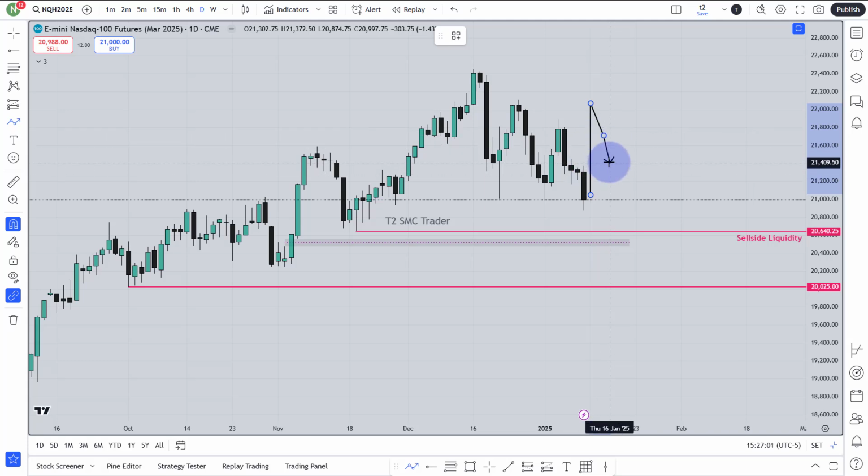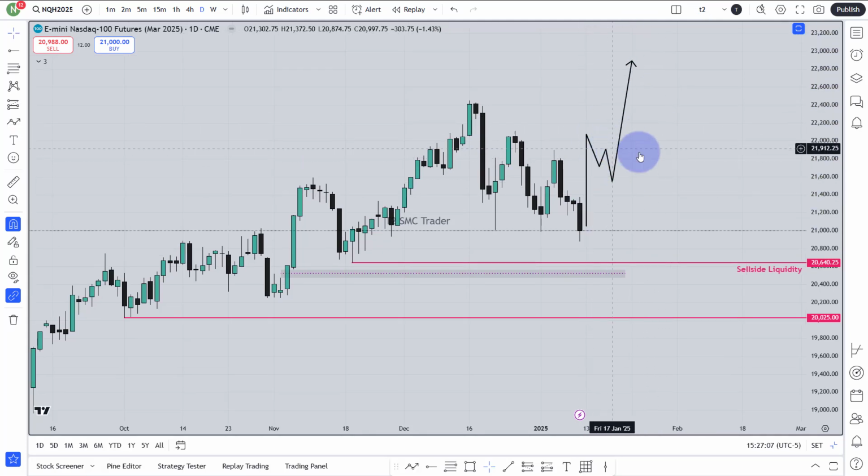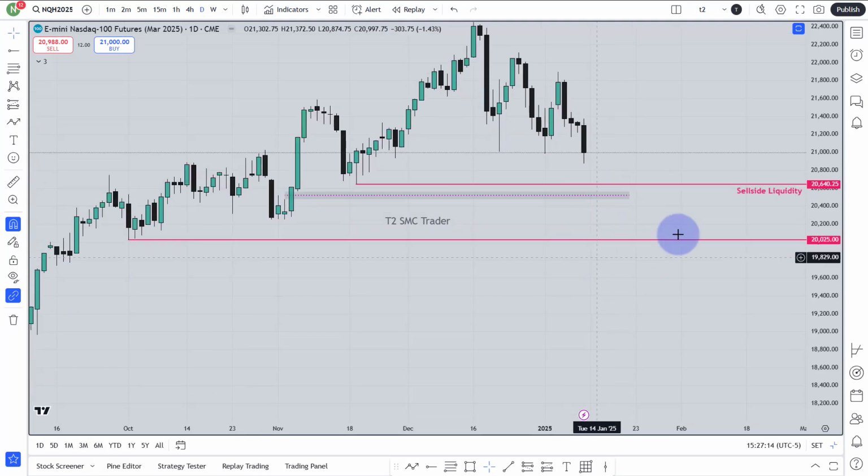Then there is a fair value gap. On Wednesday, the market maybe trades this fair value gap and keeps going higher. In this type of situation, I will change my mind. Otherwise, until there is a bullish fair value gap, I want to see this market keep falling for those sell side liquidity, this liquidity and those liquidity.